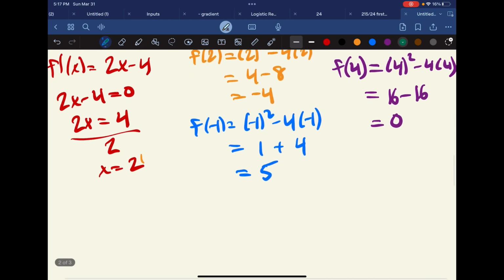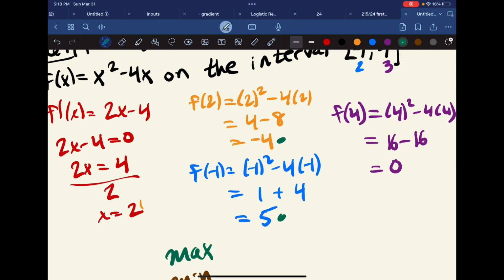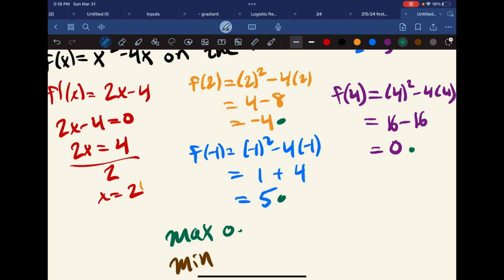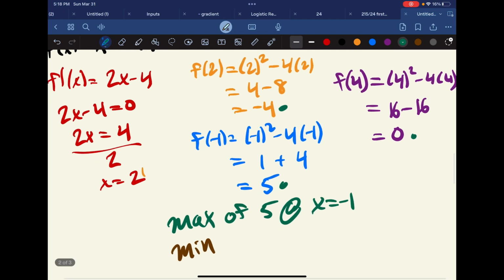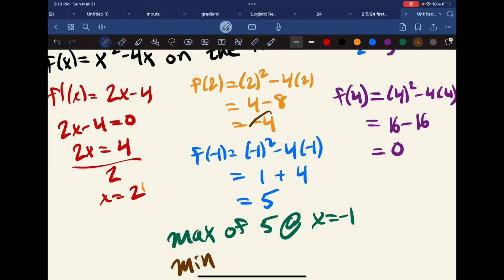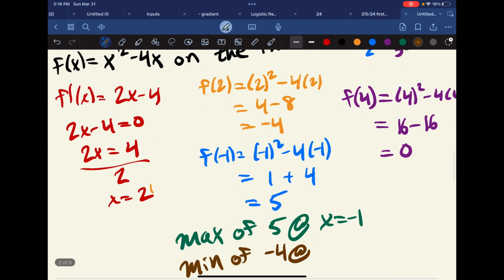So now we need a max and we need a min. For the max, we look at negative 4, we look at 5, and we look at 0. And we say, which one is the largest? Well, 5 is the largest, right? So we say we have a max of 5 at, and then what x value does it occur at? Negative 1, right? So we have a max of 5 at x equals negative 1. For the min, we look at the same 3 points. We look at which one has the lowest value, and that's going to be negative 4, right? So we say we have a min of negative 4 at x equals 2.